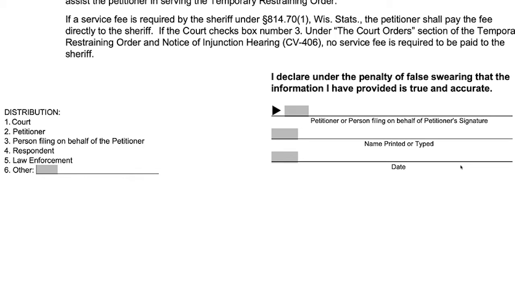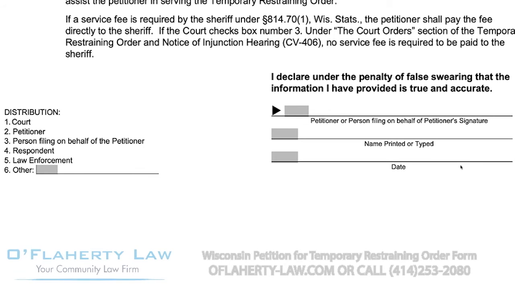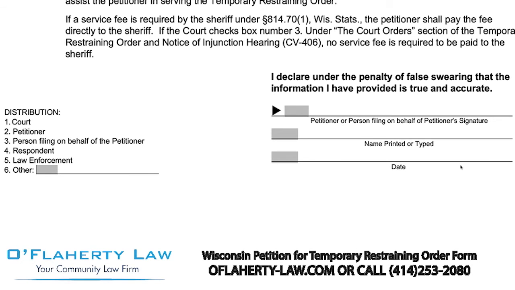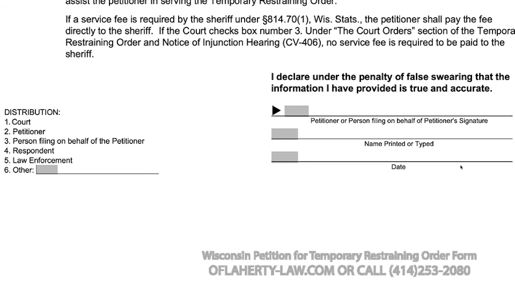So that is how you file or fill out a basic petition for a temporary restraining order, otherwise known as Wisconsin Civil Court Form 405. Thank you for watching. To learn more about restraining orders in Wisconsin, you can visit our page that's linked below.